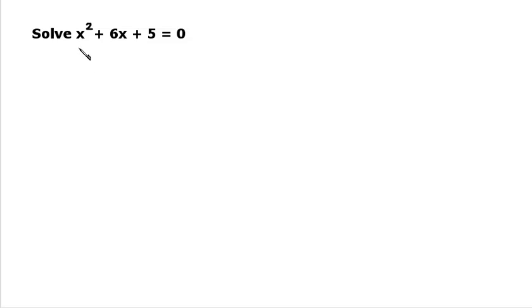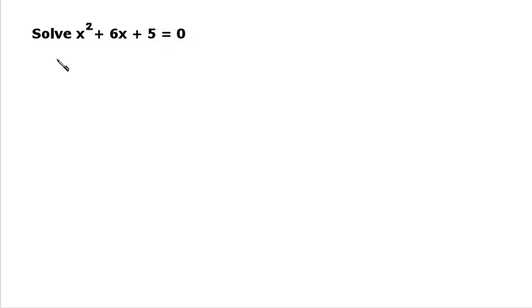So here we go. Here is a quadratic equation. We know it's quadratic because it's got an x squared as the highest power of x. So x squared plus 6x plus 5 equals 0. We can only solve quadratic equations when they're equal to 0.